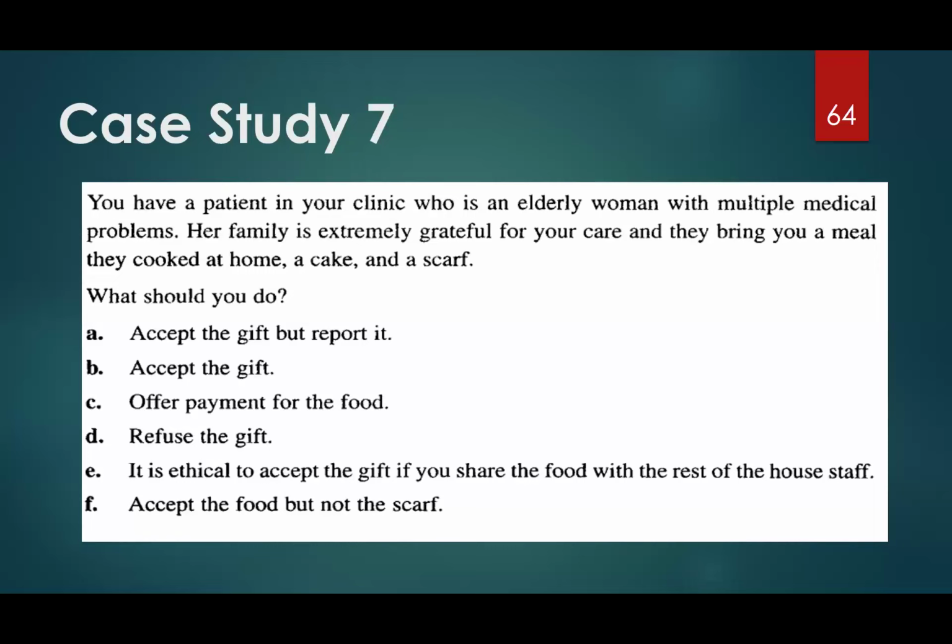Accept the gift but report it. Accept the gift, offer payment for the food, refuse the gift. It is ethical to accept the gift if you share the food with the rest of the house staff. Accept the food, but not the scarf.